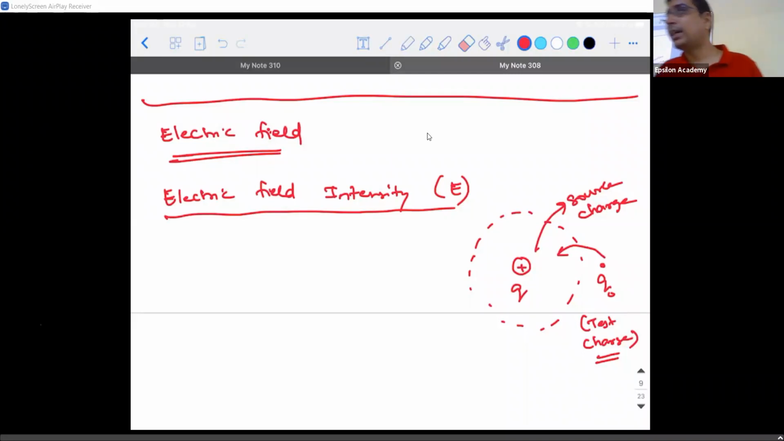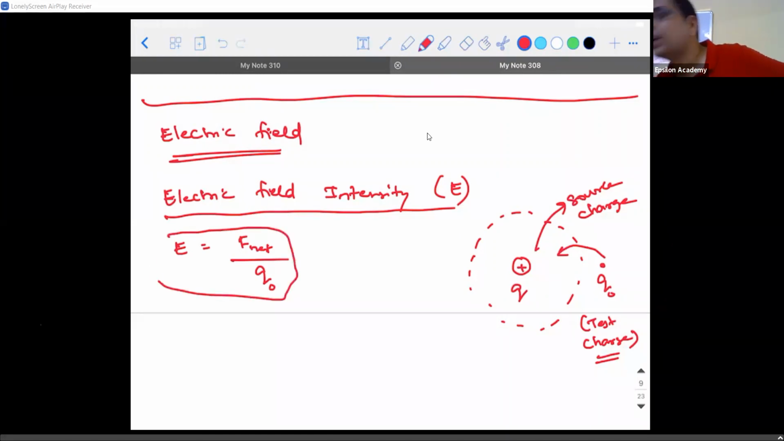So how is this electric field intensity defined mathematically? It is like this. The electric field intensity is defined as the net force experienced by the test charge divided by the magnitude of the test charge. The net force experienced by the test charge due to whom? Due to the whole system, divided by Q naught. This is the mathematical expression, the mathematical definition, for the electric field intensity.